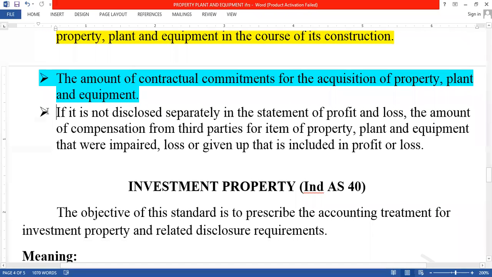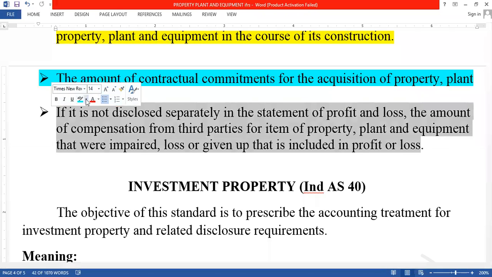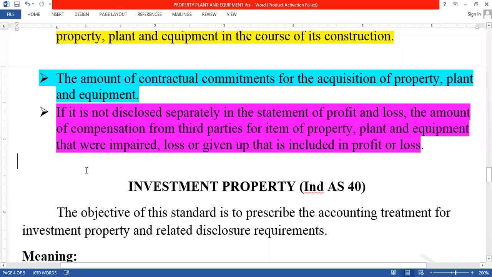In the disclosure, this is the last point here. If it is not disclosed separately in the statement of profit and loss, the amount of compensation from third parties for items of property, plant, and equipment that were impaired, lost or given up, that is included in profit and loss. See, this is very, very essential.